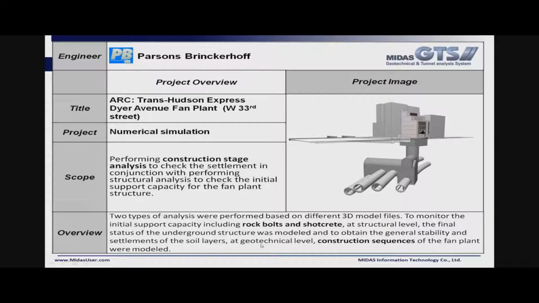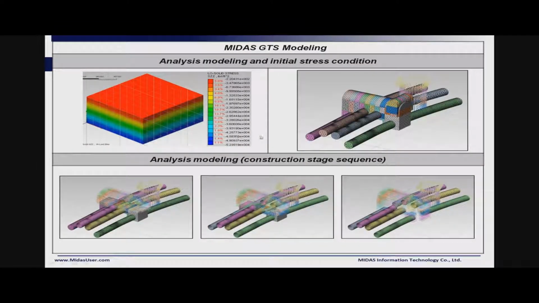And also at the geotech level, GTS was used to define the construction sequences for the fan plant. Okay, now we can go to the model. You can see all these 3D models were generated during the construction sequences.